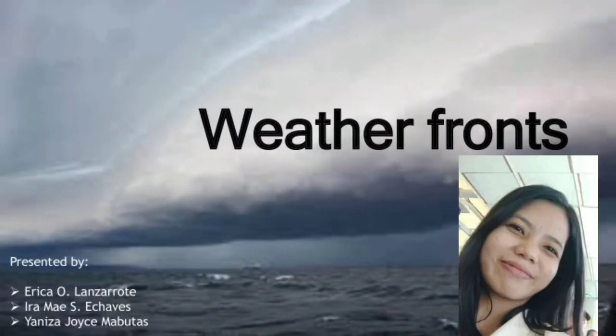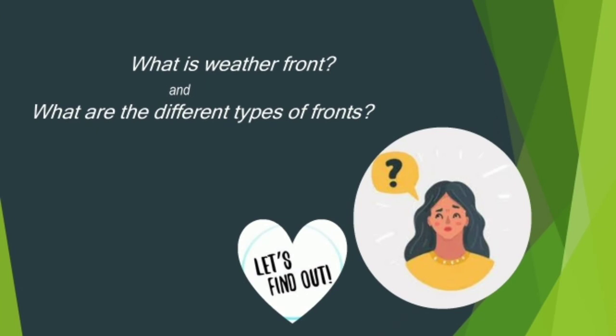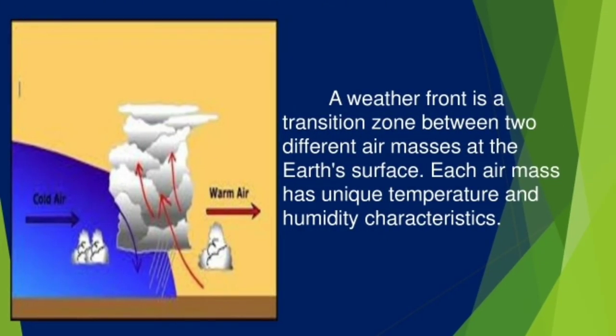Good afternoon, everyone. I'm going to discuss the weather front and specifically the warm front. Let us find out first what is a front or a weather front. A weather front is a transition zone between two different air masses at the Earth's surface. Each air mass has unique temperature and humidity characteristics. When a front passes over an area, it means a change in the weather.